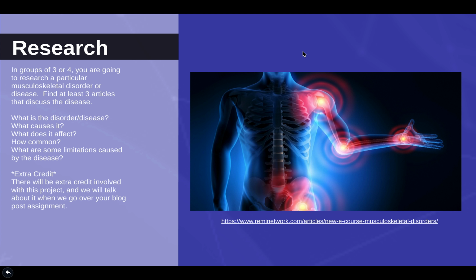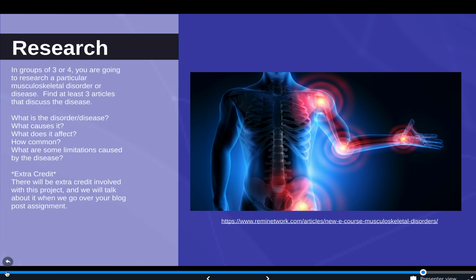So you need to find this information. What is the disorder or disease? What causes it? What does it affect in the body? How common is it? What are some limitations caused by the disease? And we are going to have some extra credit involved, so we'll get to that in our next section.